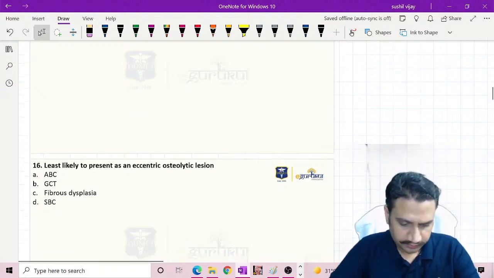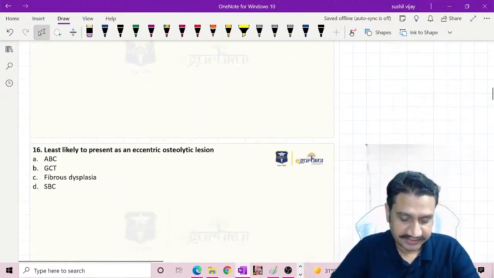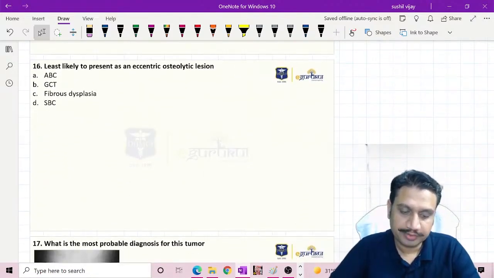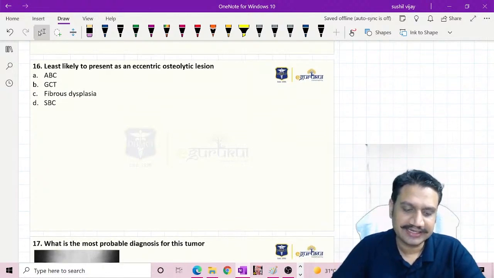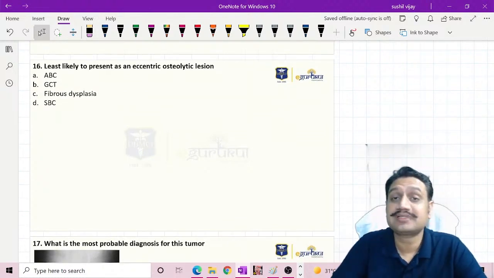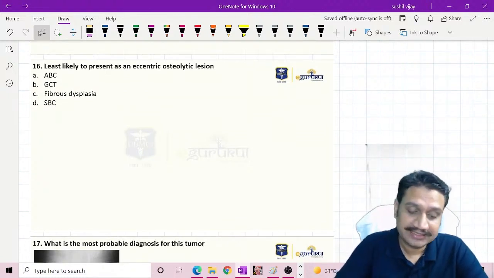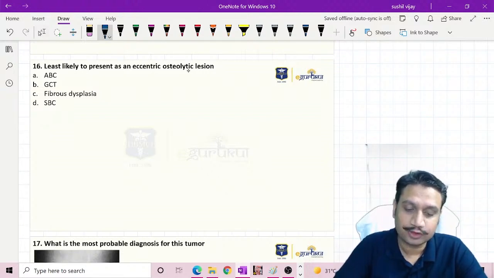Okay, chalo. Next, 15th. Everybody has noted, I think. 16th: least likely to present as an eccentric osteolytic lesion. Least likely. Okay, देखो अब इसमें से lytic lesions कौन कौन से हैं?